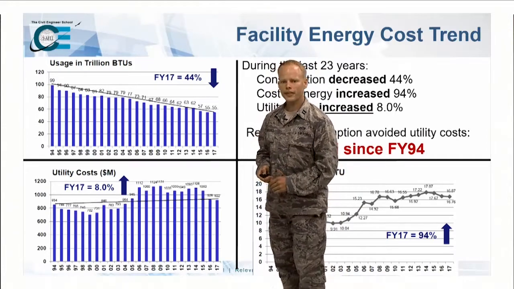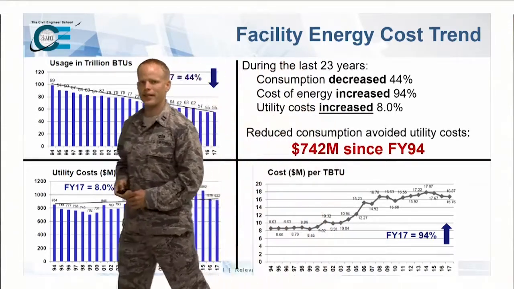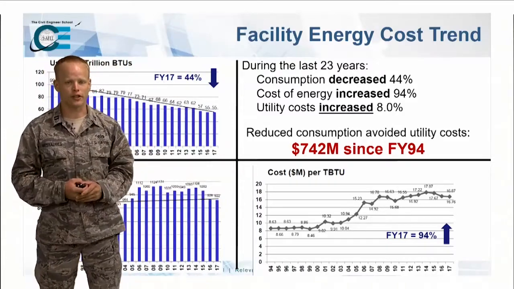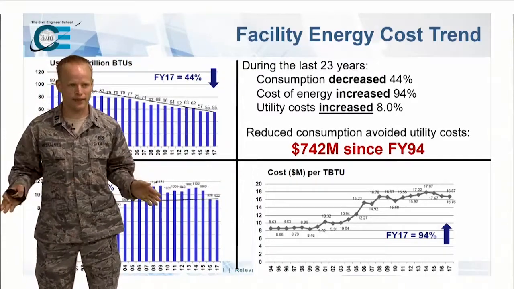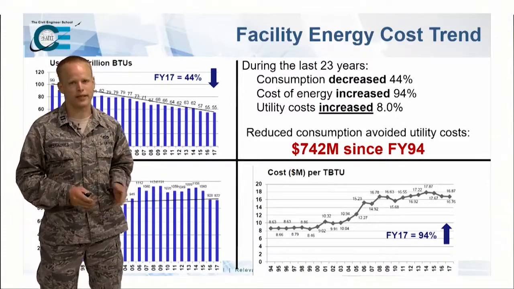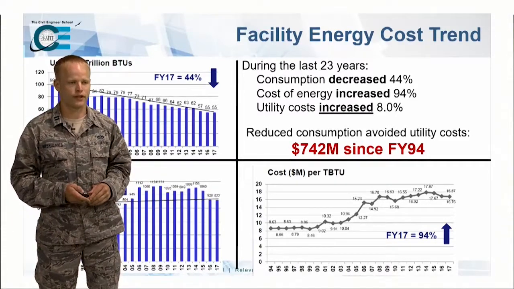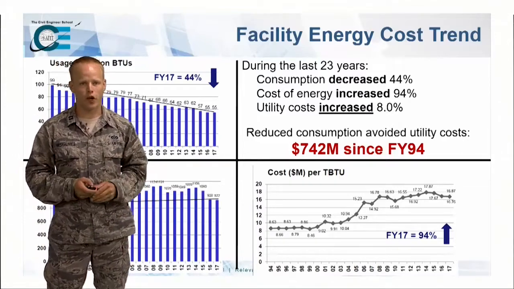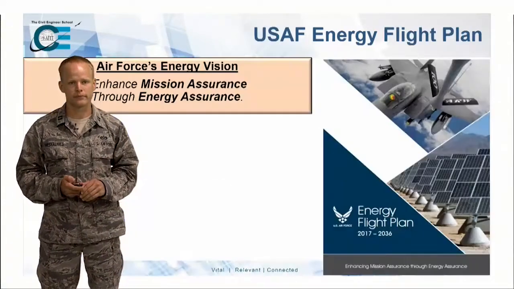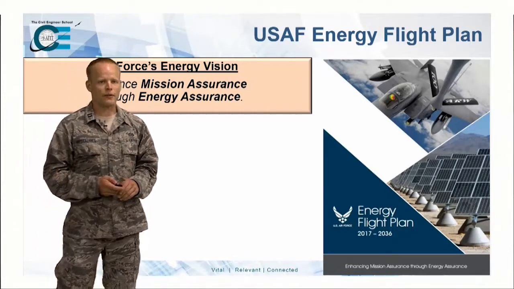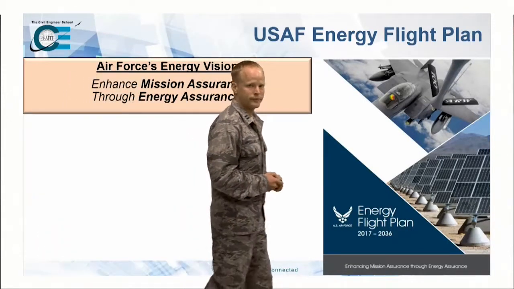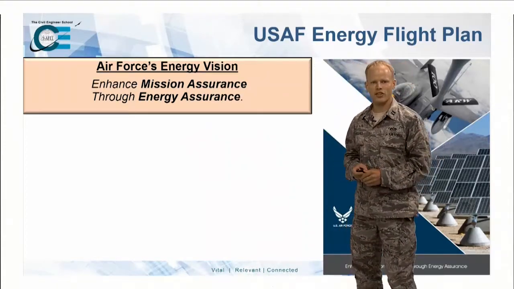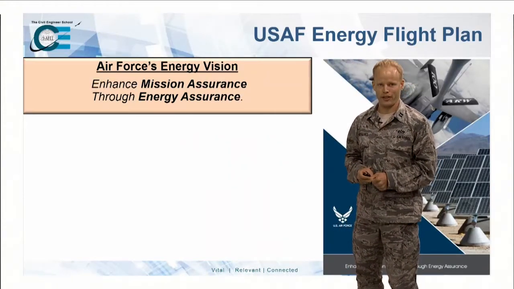What this breaks down into is that our consumption avoided roughly another $1 billion of energy costs. If we did nothing, we would have to pay $2 billion instead of $1 billion every year for energy costs. So this is a big deal. We still have places to go, and we're still trending downward. So they came out with the US Energy Flight Plan. Our Air Force's energy vision: enhance mission assurance through energy assurance.